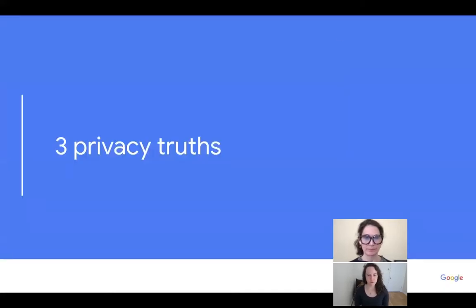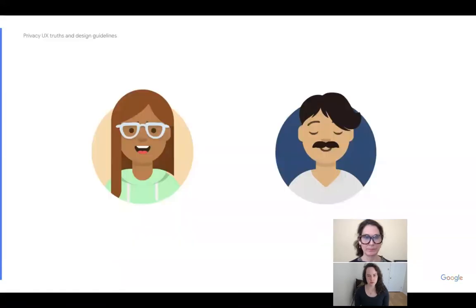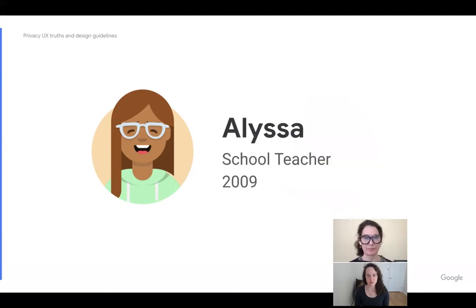So first, we're going to talk through 3 foundational privacy UX truths. To show how fundamental privacy UX truths remain constant over time, we're going to briefly talk about 2 people from different time periods who have cross-cutting privacy needs. The stories are fictional, but the needs are drawn from real research. As we talk through these 2 people, please think about what privacy needs you as a privacy professional need to address for each of them. In particular, focus on any overlaps and how you might be able to scale solutions across these 2 very different users.